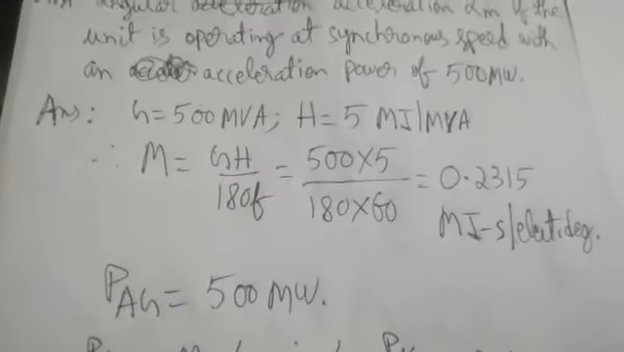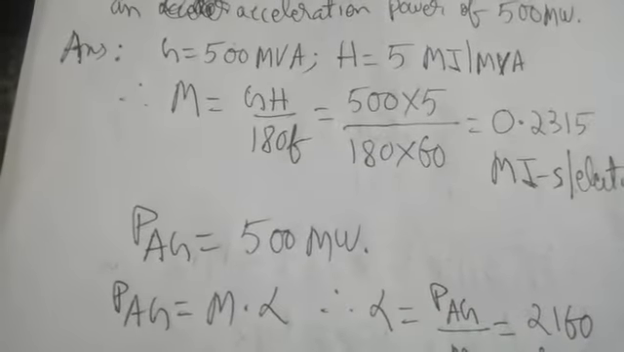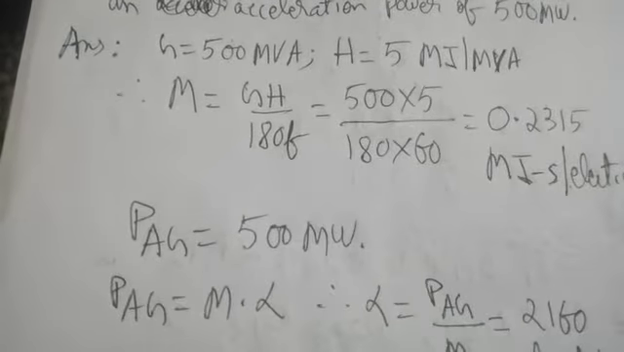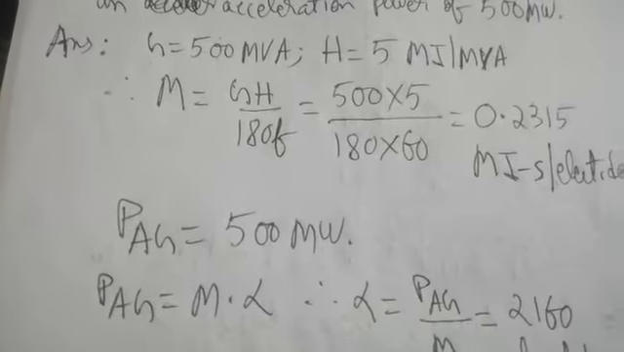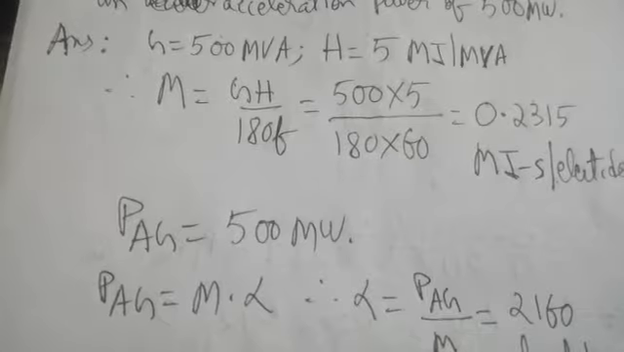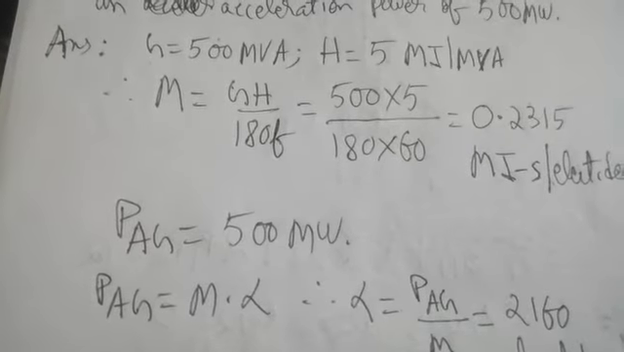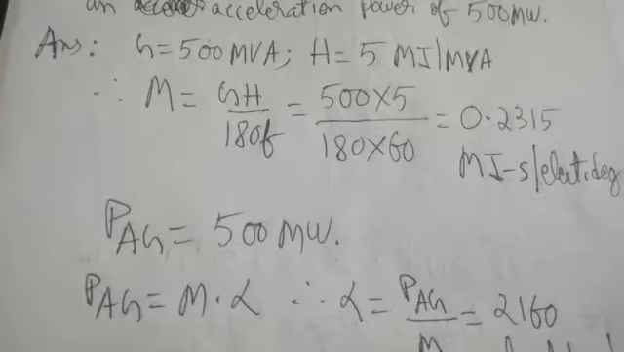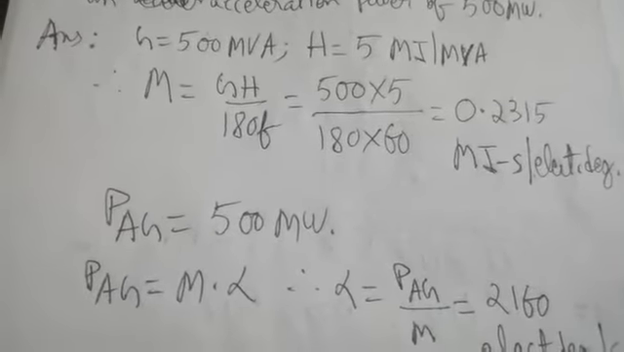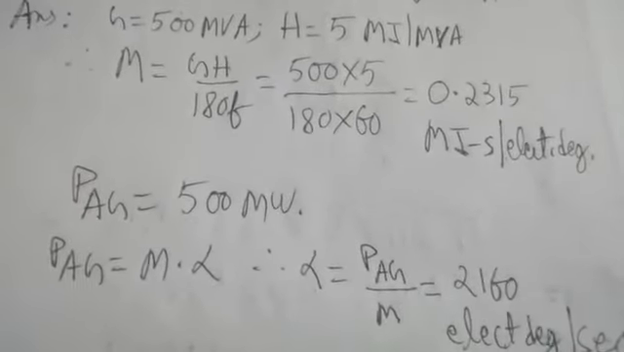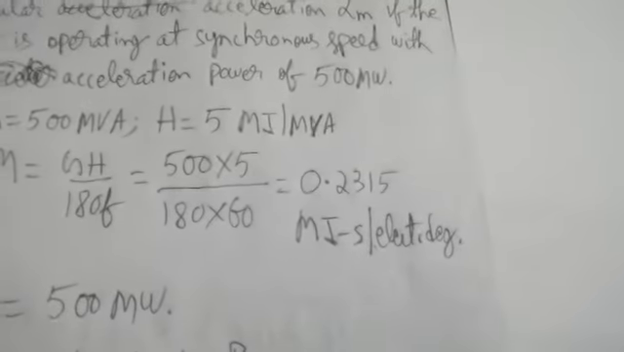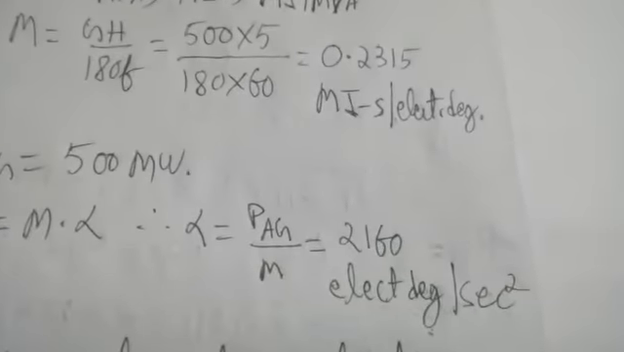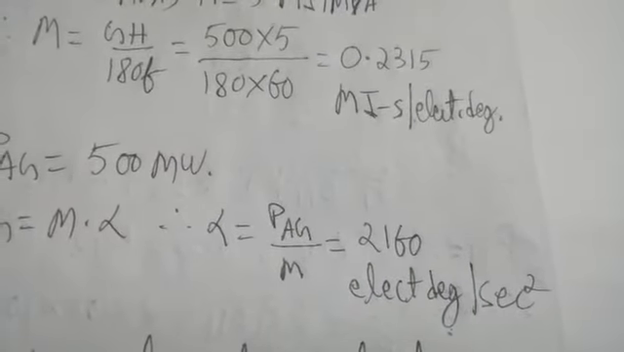Now acceleration power is given in the numerical just at the end, 500 megawatt. So PAG is equal to 500 megawatt. Now we know that the acceleration power PAG is always the product of angular momentum and your angular acceleration. So PAG is equal to M into alpha. M is your angular momentum and alpha is your angular acceleration. Therefore from here we can get our angular acceleration, that is alpha, which is equal to PAG by M. So substitute in place of PAG, that is 500, and in place of M, 0.2315. So you will get your alpha, that is 2160 electrical degree per second square.